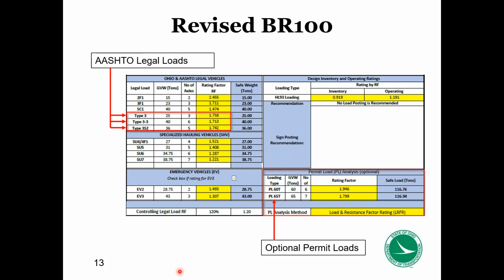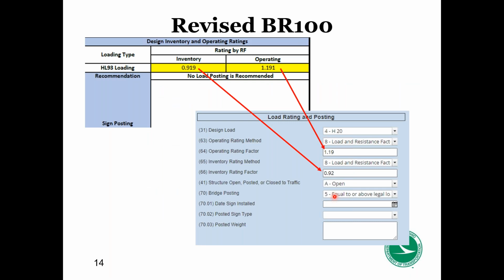So as I was explaining, these legal loads are over here. They are shown in this rectangle: type 3, type 3-3, and type 3S2. Additionally, optional permit loads are also on the bottom right. These are the new areas which have been added in the BR100. So how do you code this?